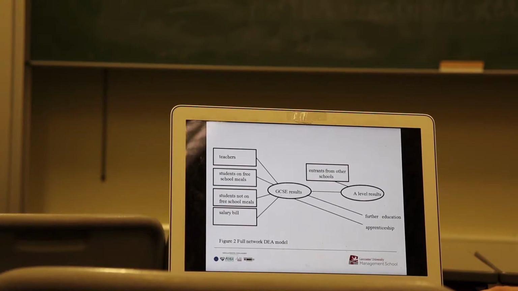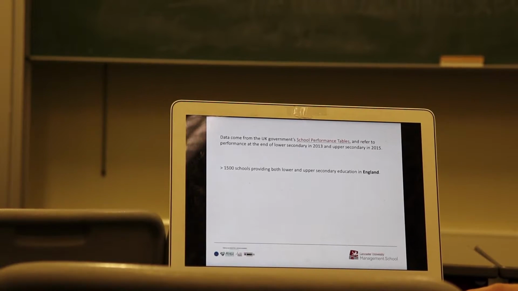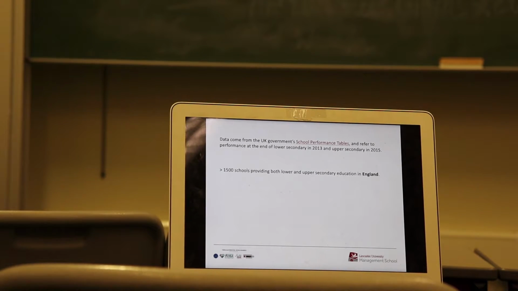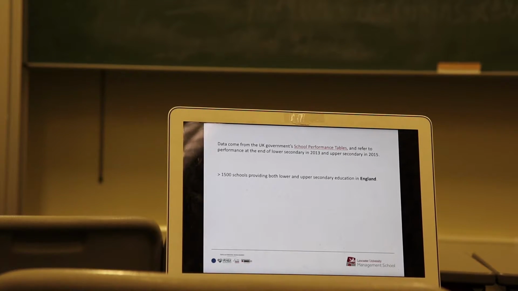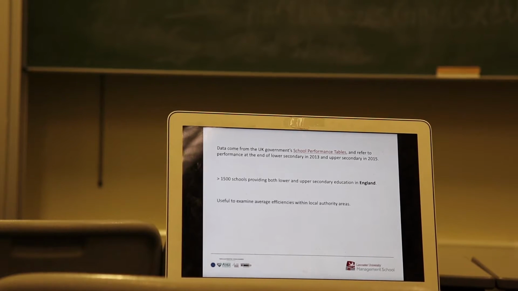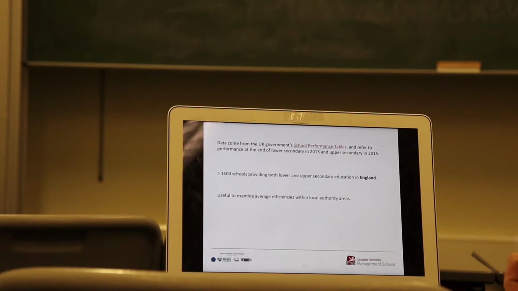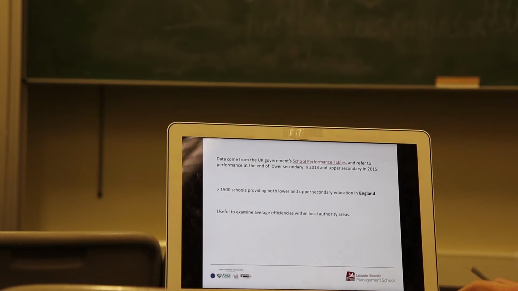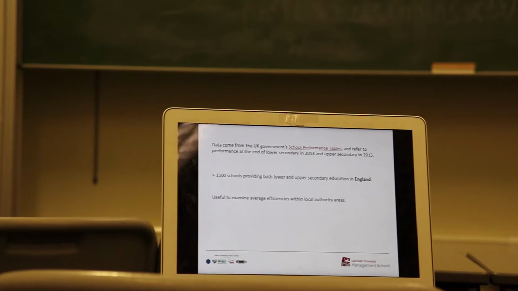And the data that I use come from the secondary school performance league tables. And I've looked at data for those that are doing GCSEs in 2013 and so A-levels in 2015. So there's about 1,500 schools involved in this. And I've analysed it using data envelopment analysis. So it's using linear programming methods tailored so that you can analyse it in this network format. Okay.